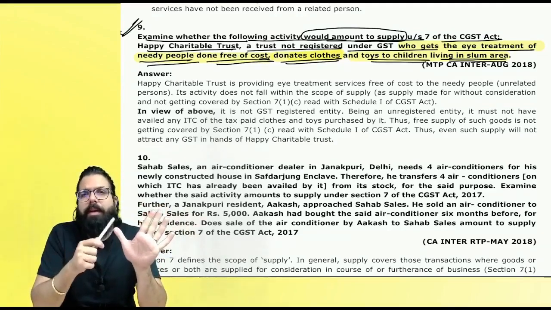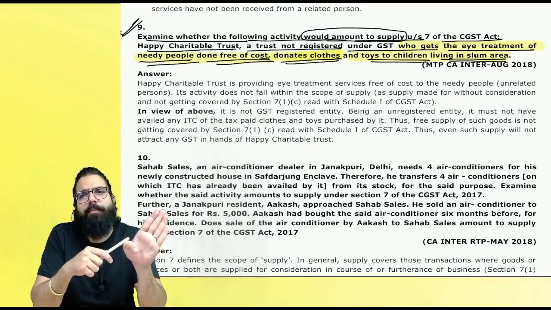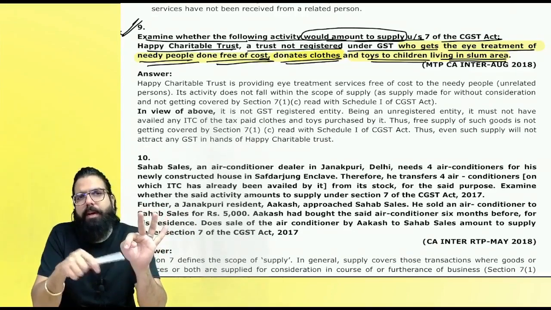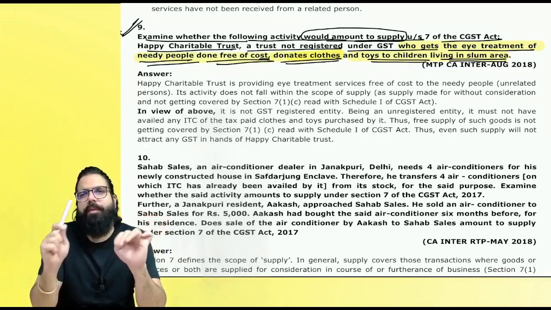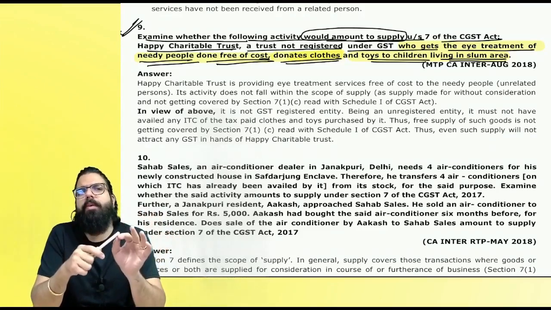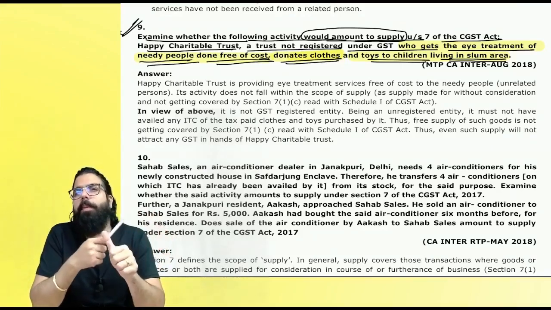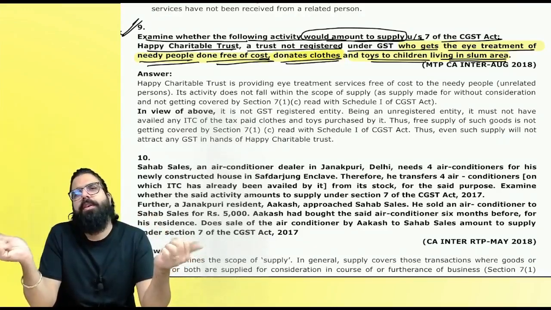71C says: first, permanent transfer of business asset on which ITC has been availed. Second, supply between related persons. Third, principal and agent. And fourth, importation of service. Third and fourth are not possible. Second, related person, not there. First one, permanent transfer of business asset on which ITC has been availed on such asset.